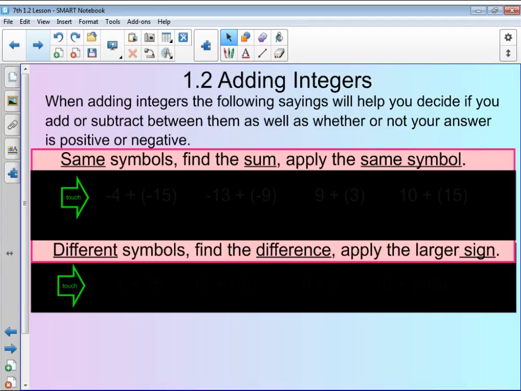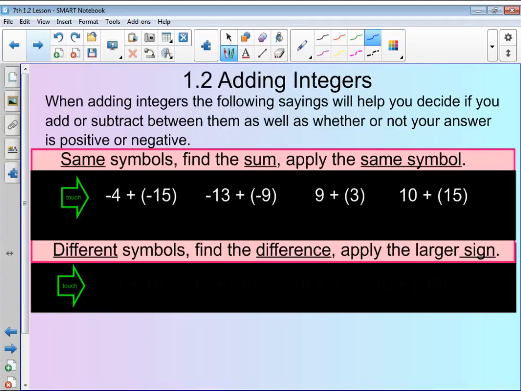So an example of something like that would be, here's 4 examples. So here we had the same symbol, 4 with a negative and 15 with a negative. Okay, so same symbol, find the sum. So sum means to add. 4 plus 15, I can do that pretty easy in my head. That's 19. Apply the same symbol. So I'm going to put the same symbol on it. So we end up with negative 19.